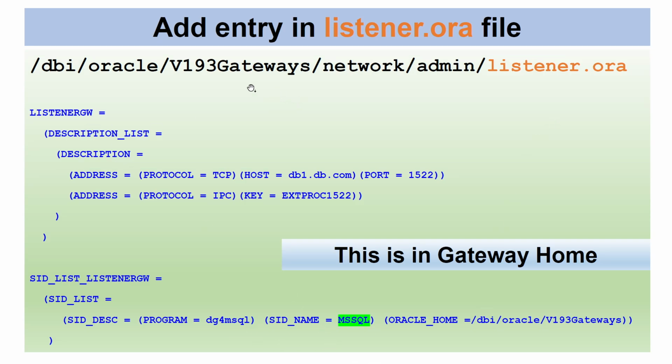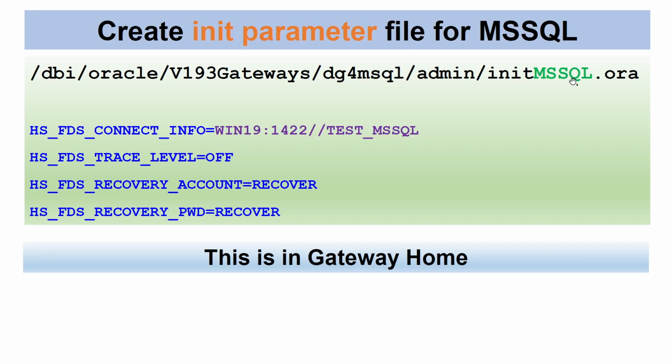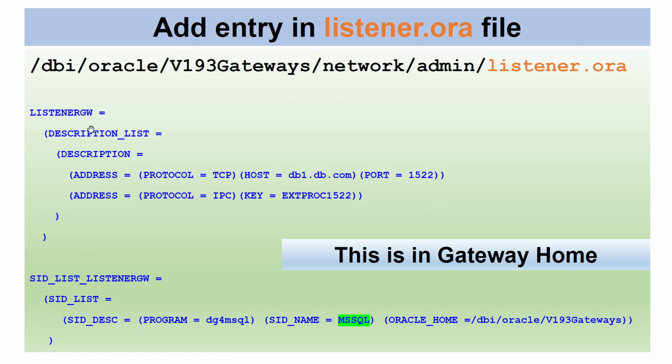So go ahead and, under the same gateway home, under network admin, create a file called listener.ora. If the listener is not there, create a listener and make sure to run that listener with a different port, because you cannot use the same listener port on the same server. So use a different port. We have used 1522, and once you have created the listener, go ahead and register your SID, whatever you specified here, with that listener.